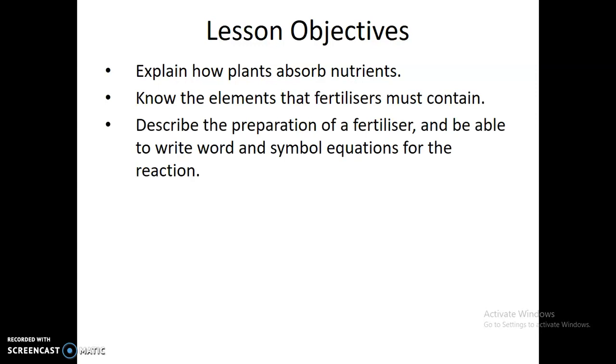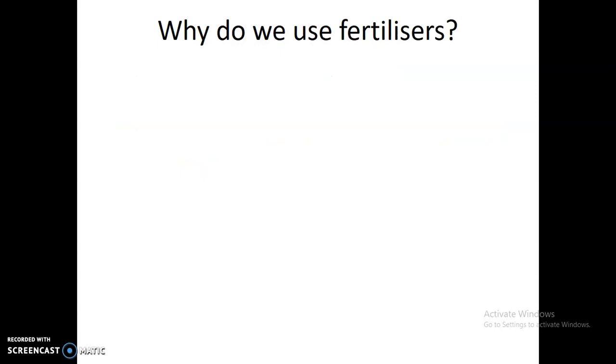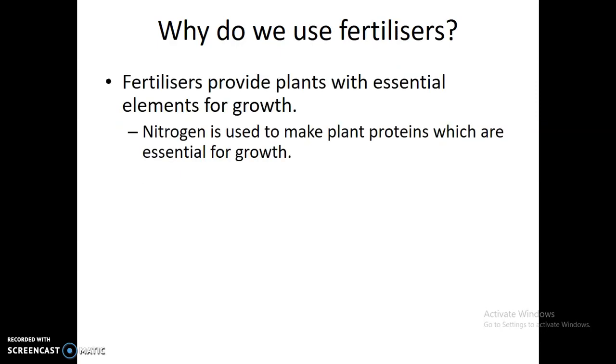This is chemistry, so we're going to look at the chemistry of how fertilisers are made, and you should be able to write word and symbol equations for those reactions. So let's kick off. Why do we use fertilisers? Well, plants need essential minerals. They need those three minerals. They need nitrogen, they need phosphorus, and they need potassium, NPK.